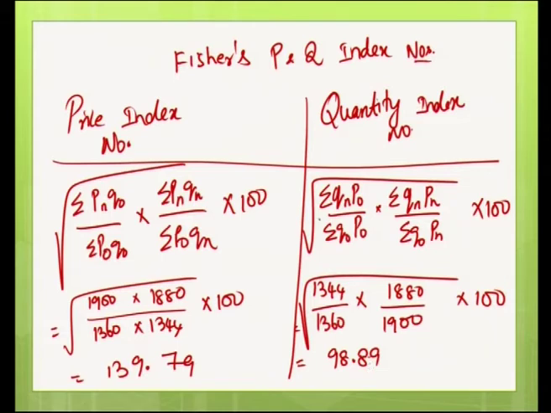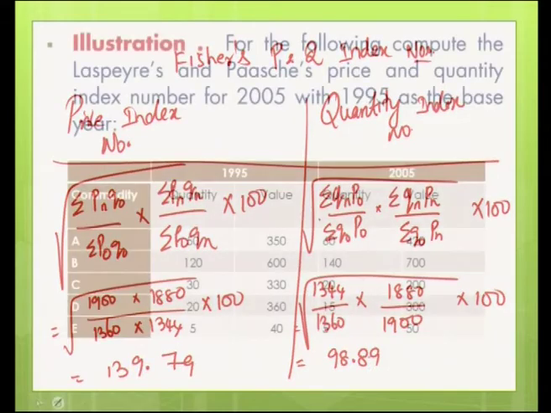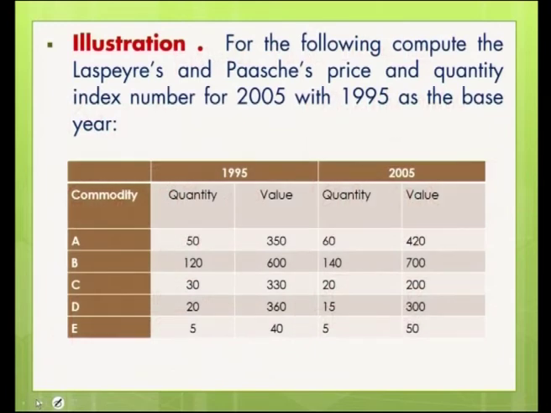You can just see the comparison between the formulae. For the following, compute Laspeyres and Paasche's price and quantity index number for the year 2005 with 1995 as the base year. Here also quantity numbers and values are given. So, here price values are not directly given, and similarly for the current year 2005 quantity values and values are given.